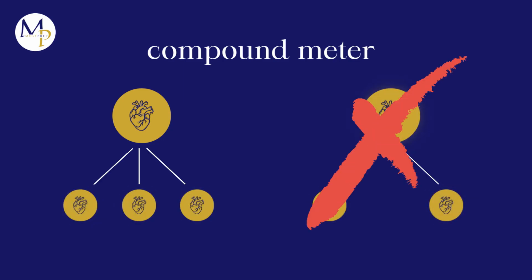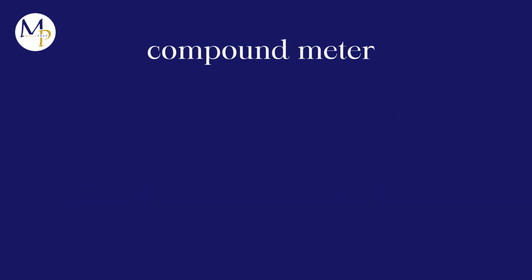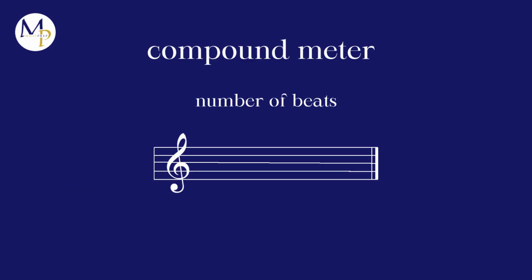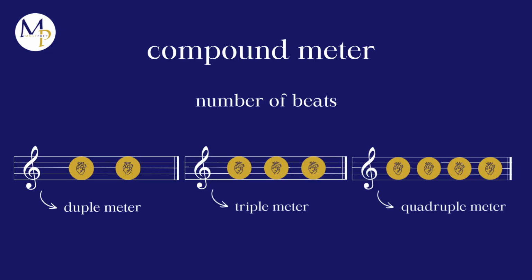For example, a single beat can be divided into three eighth notes. Because of this, the beat is usually not represented by a simple note value like a quarter note, but by a dotted note. Just like in simple meter, we can also classify compound meter by the number of beats in each measure. We still use the terms duple, triple, and quadruple.